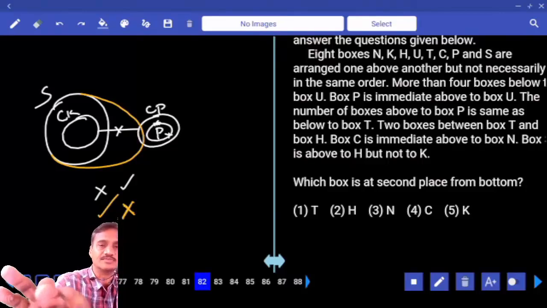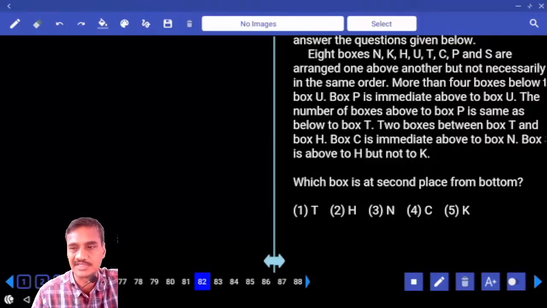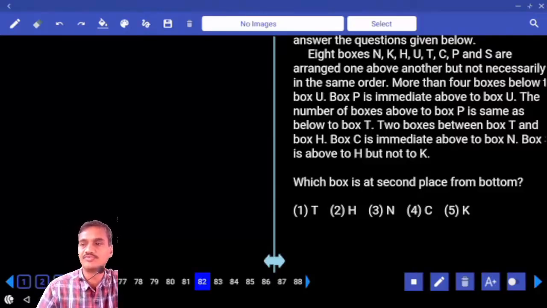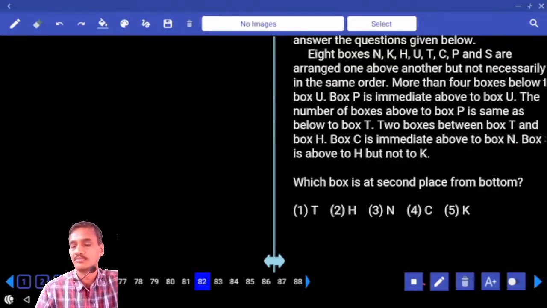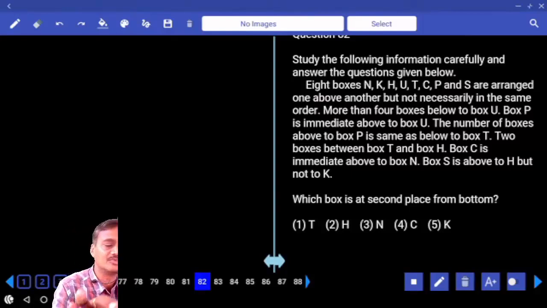Then in this 82, there are some boxes. How many boxes do we have? 8 boxes. And they were stacked one above the other. More than 4 boxes below. More than 4 boxes below what? More than 4 boxes are below U. Below U, more than 4. And it is 5, 6 or 7. Isn't it? Either 5 or 6 or 7 below this U.